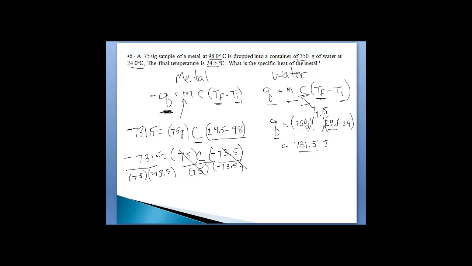So those cancel. So all I have left on this side is C, and then I just need to do the math over here. So I've got negative 731.5 divided by 75 times negative 73.5, and I get a value of 0.13 for C. And that's a pretty reasonable value for C. Most of the time you'll find that they end up between like 0.1 and 5 or something. Alright, so let's take a look at the next one.